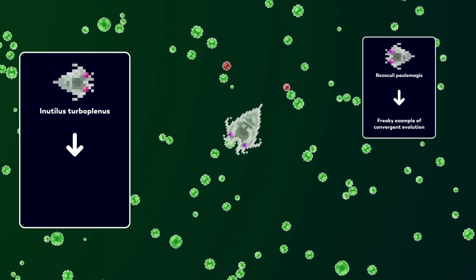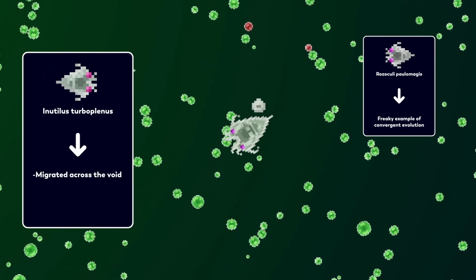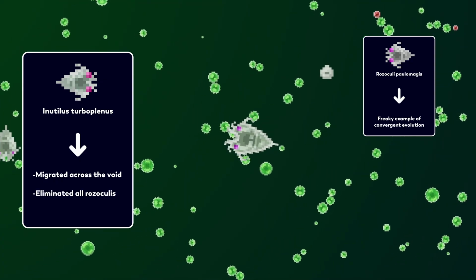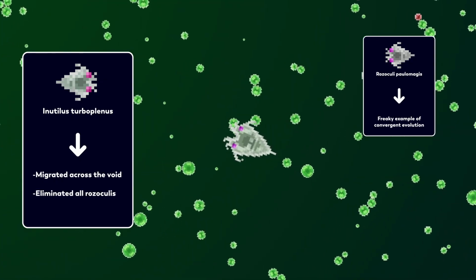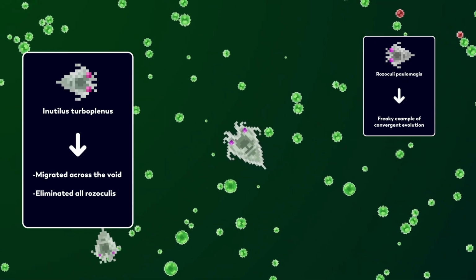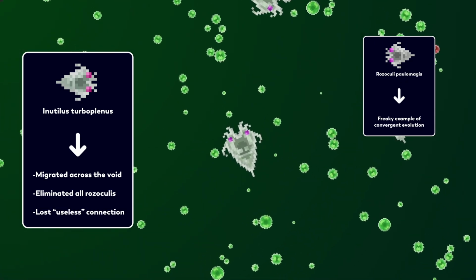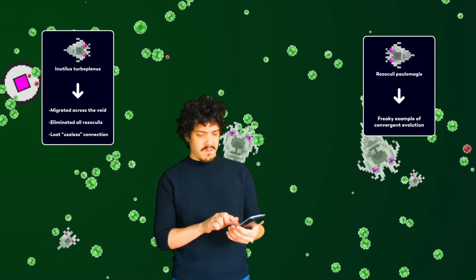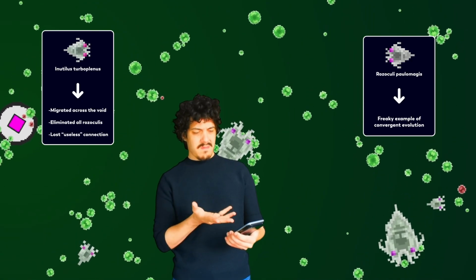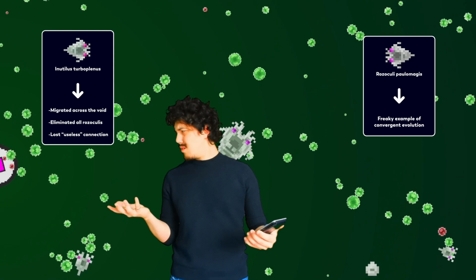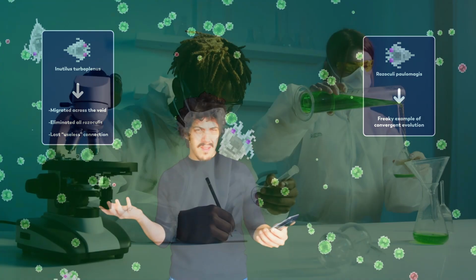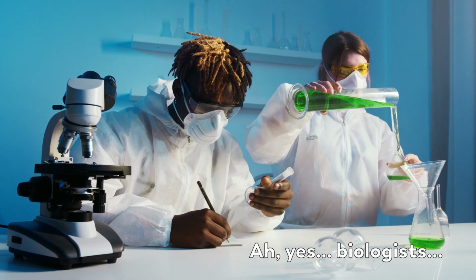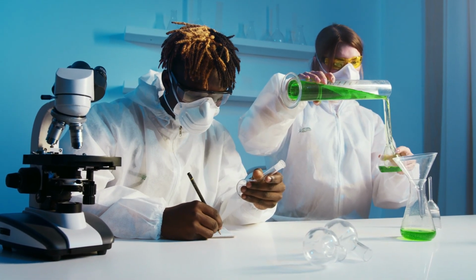Or are they from the Inutilus genus that migrated across the void, colonizing the island and wiping out the local Rosoculi population and also happening to lose their characteristic useless connection? I tried calculating the probabilities of both options, and both ended up being very unlikely and of similar proportions. Well, now you can see how being a biologist and trying to classify species can be a very hard endeavor.